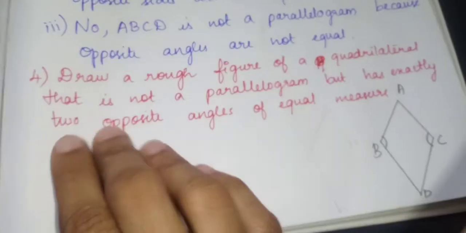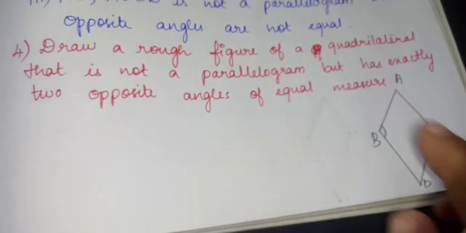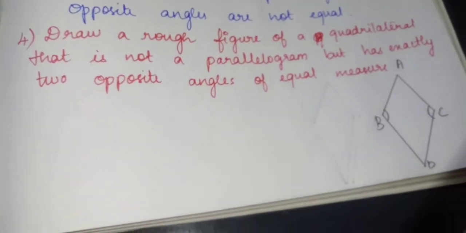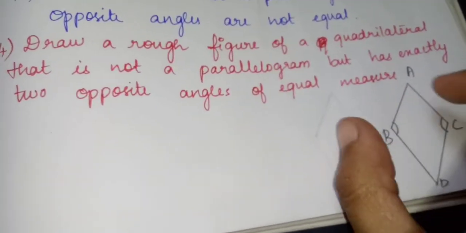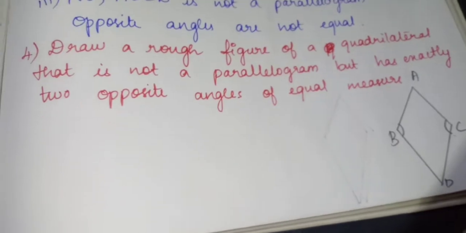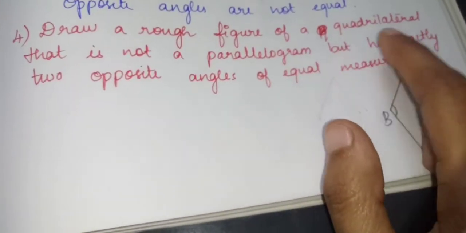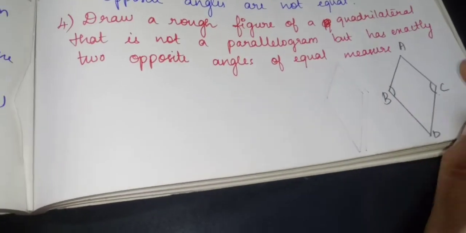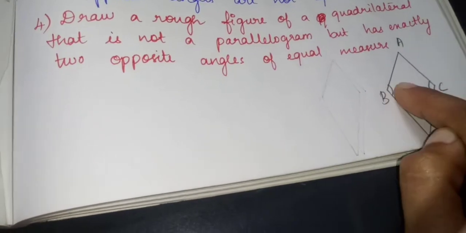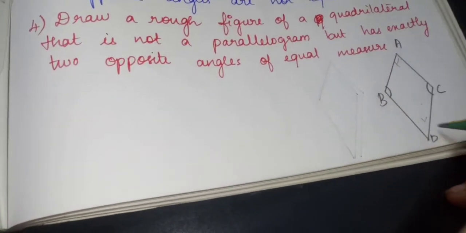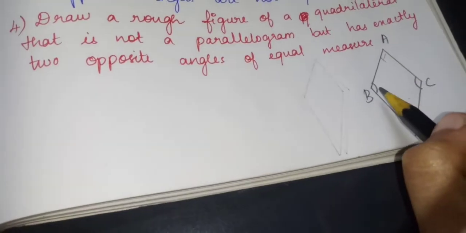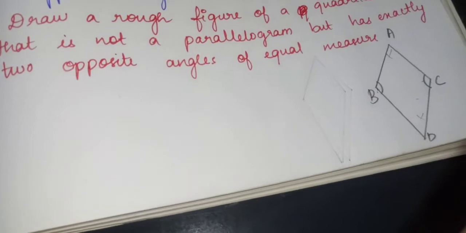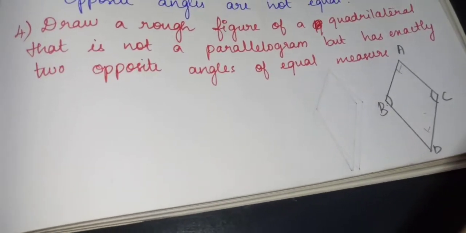Okay. Now fourth question, draw a rough figure of a quadrilateral that is not a parallelogram. We want to draw one rough figure of a quadrilateral. It should be a four-sided polygon, but it should not be a parallelogram, but has exactly two opposite angles of equal measure, which means it should have only one opposite side equal, other two opposite sides are not equal. Opposite angles are not equal. Only two opposite angles are equal. Another two opposite angles need not be equal. Like that, we should draw one quadrilateral.